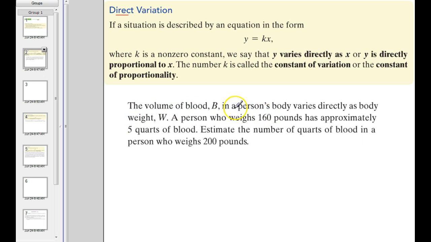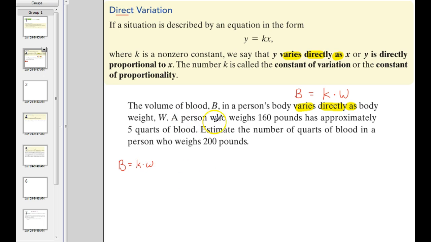Look at this phrase. Here again, I'm seeking out "varies directly as." Remember that we said that's going to be the equals k times. So what's in front of that? B. So B equals k times weight W. So B equals k times W is what we set up with this one. There's the setup.